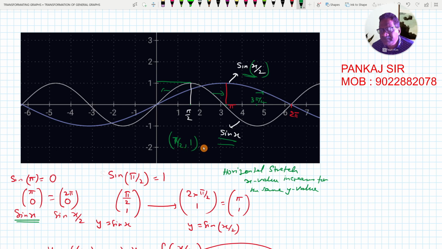Now this particular point, after transformation, what happens to this point? This pi by 2 now will get shifted to a new coordinate.